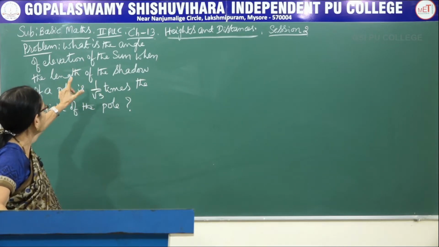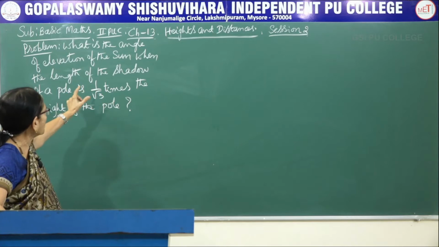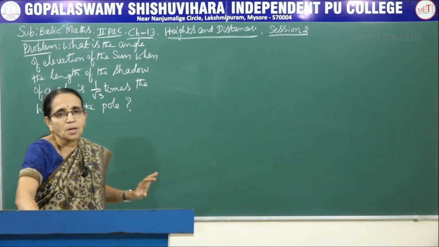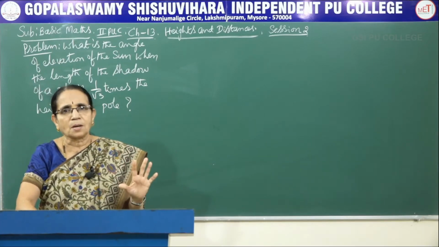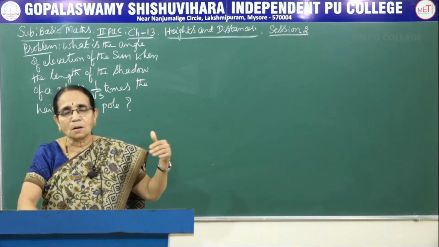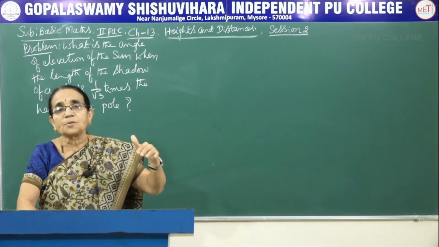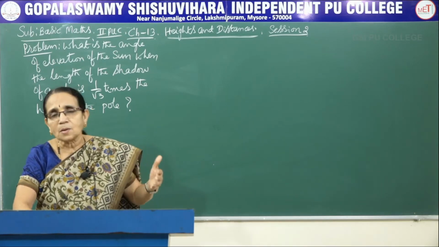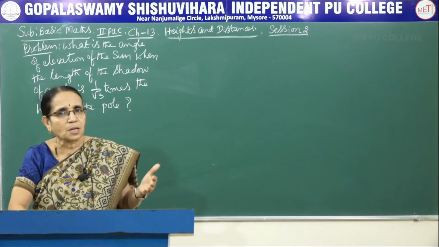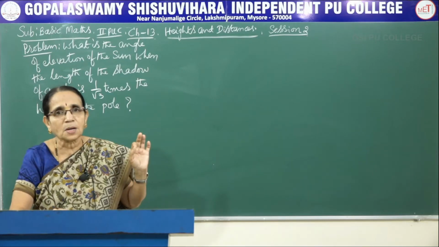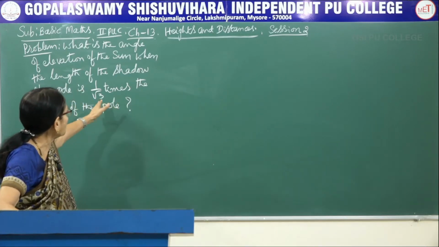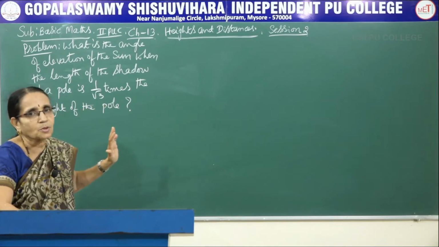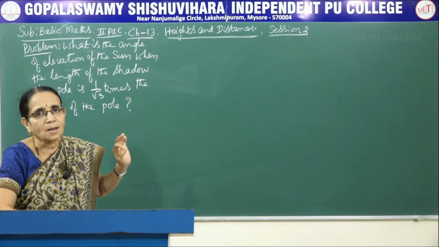What is the angle of elevation of the sun when the length of the shadow of a pole is 1 by root 3 times the height of the pole? So here there are three quantities: the height of the tower or the pole, the distance of the point of observation from the foot of the tower, and the angle of elevation or maybe the angle of depression. Here the angle of elevation has to be calculated, but some condition is given: the shadow of the pole is 1 by root 3 times the height of the pole. So using that condition, you have to get the angle of elevation.